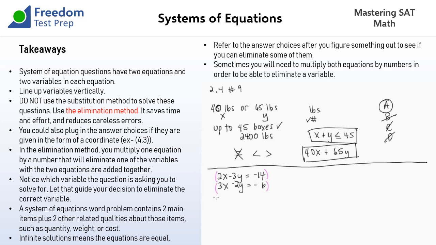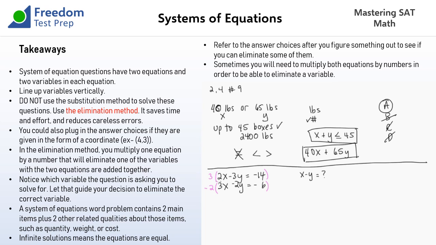So let's say, and let's even make it a little bit harder, let's say they're asking you for x minus y. So you have to figure out what both of them are. It doesn't matter which one we try to get rid of first, because we are going to be solving for both. So let's just say we're going to get rid of the x. If we multiply the top one by 3 and the bottom one by -2, and then we rewrite them.